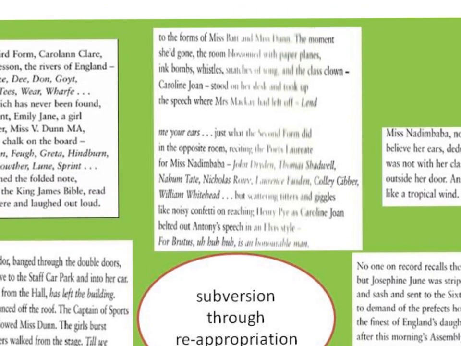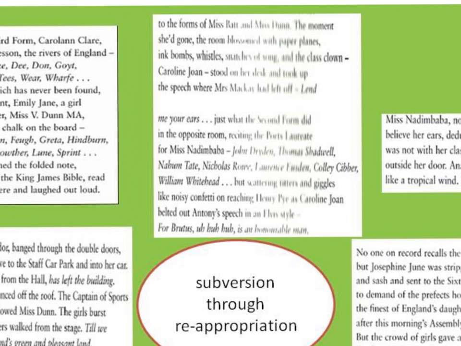Moving around to our next quote to show an example of reappropriation used to achieve subversion. We have had a previous moment where one of the teachers is teaching from Anthony and Cleopatra, a Shakespeare play, but we have here the figure of Caroline Joan, who is described as the class clown, who stood on a desk and took up the speech where Mrs. Mackay had left off.